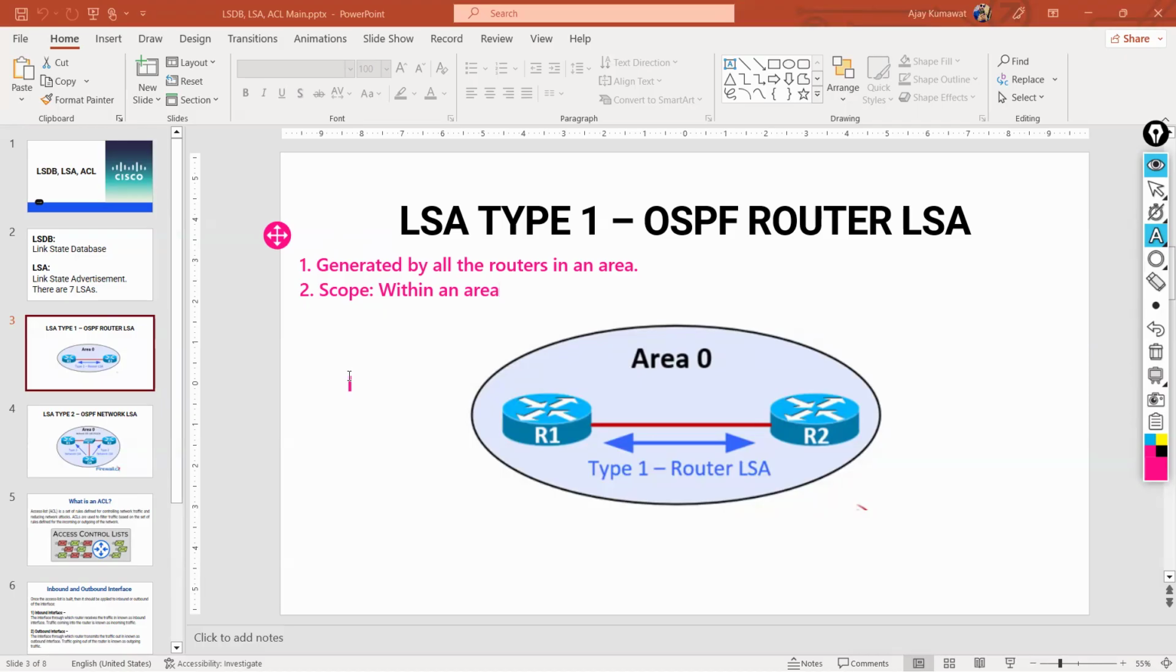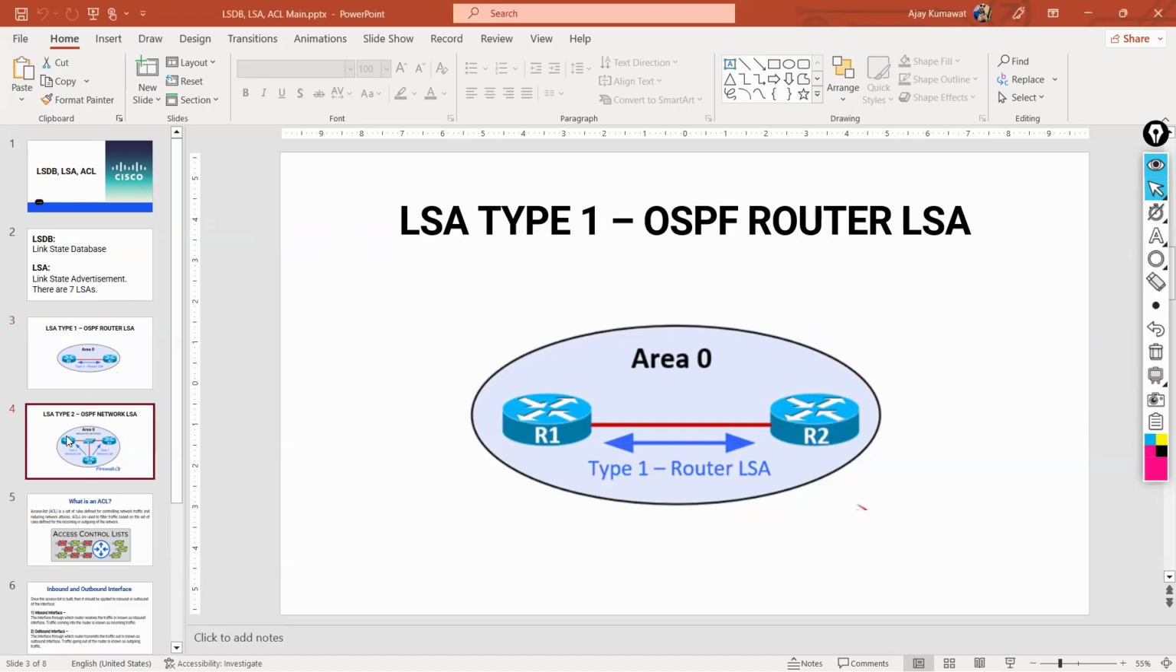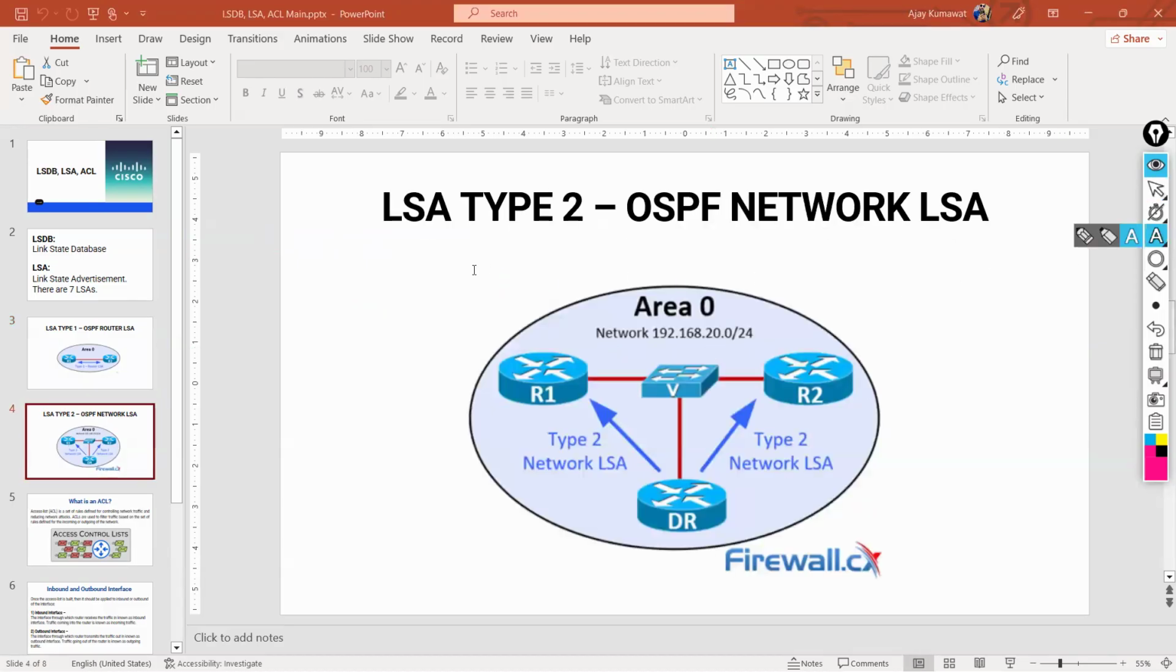Then comes the type 2 LSA. Type 2 LSA is not generated by everyone. This is generated by DR only, not even BDR. Only DR will generate it. That means everybody will come to know who is the DR. By looking at the type 2 LSA, everybody will come to know who is the designated router. This is how OSPF is exchanging the information.